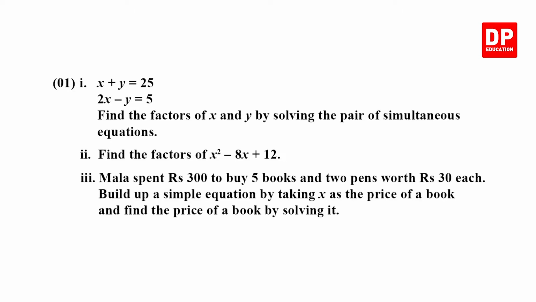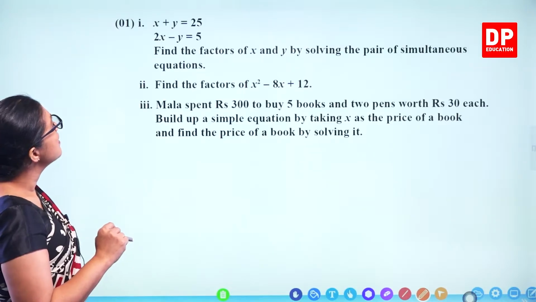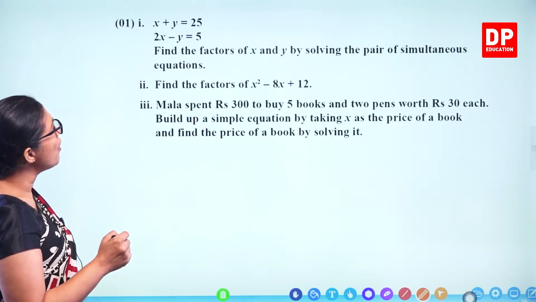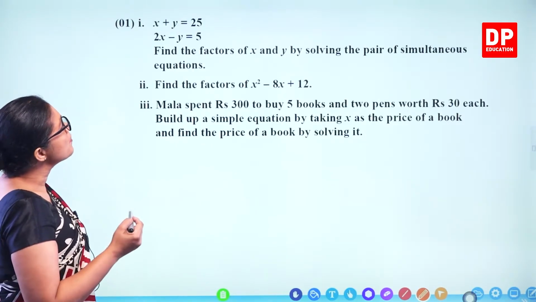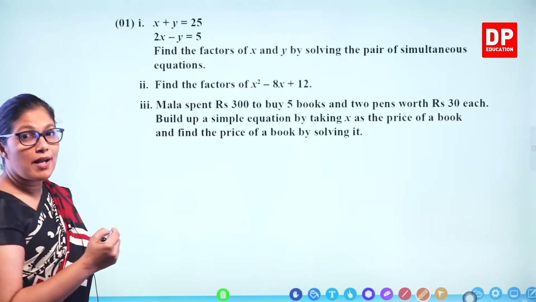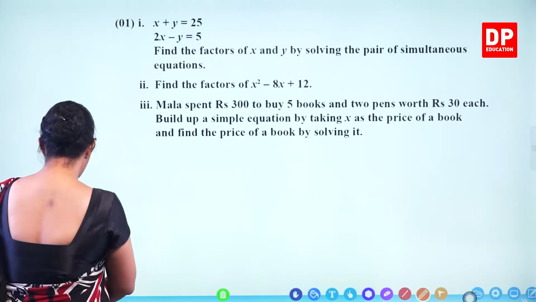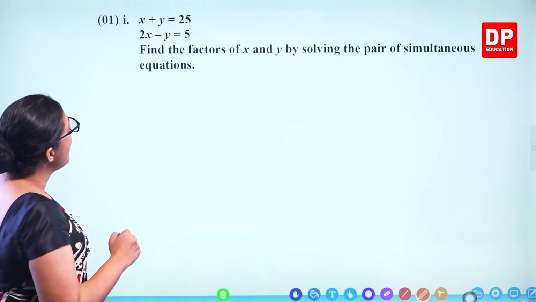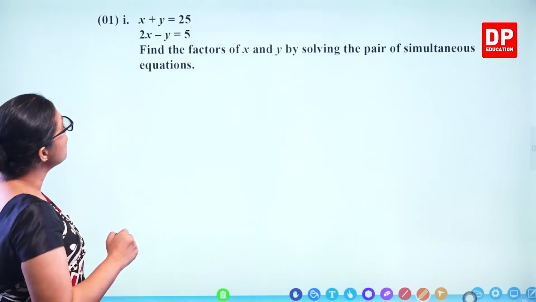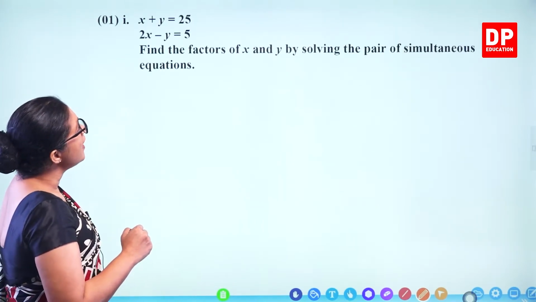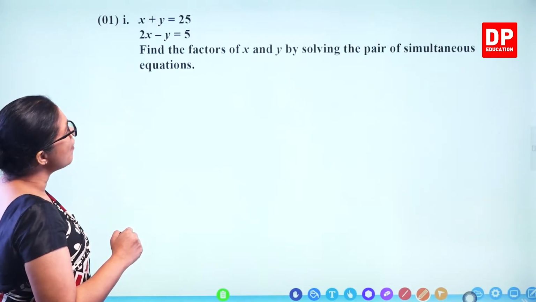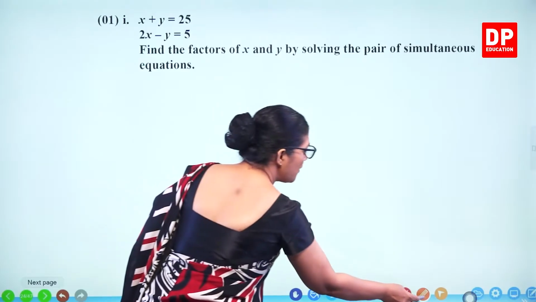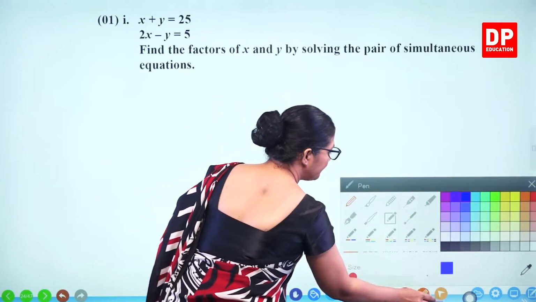Part B, question number 1. So that's algebra question. You have to factorize the quadratic expression and then simultaneous equations. So we'll do separately. X plus y is 25, 2x minus y equals 5. Find the factors of x and y by solving the pair of simultaneous equations. So what are the values of x and y?